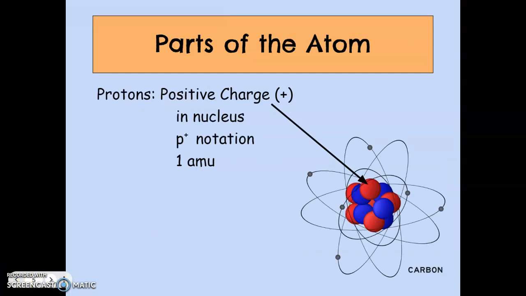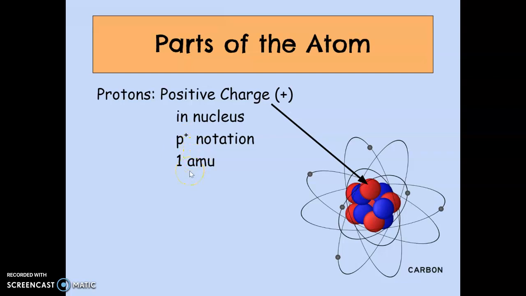So here is an image. I would highly suggest drawing, or at least trying to replicate, a picture of this in your notes. The red in this particular picture is going to be our protons. Again, they have a positive charge, so think protons, positive. Protons, positive. And of course, they are located within the nucleus. So the protons are in the nucleus. When we write a proton with its notation, it's a P+, the P for proton and the plus for the positive charge.